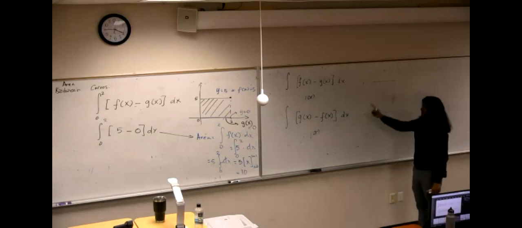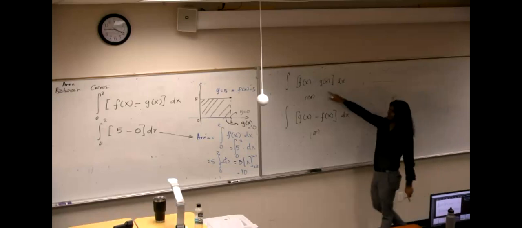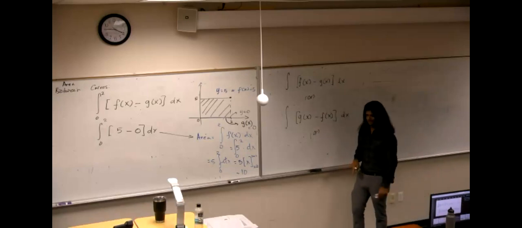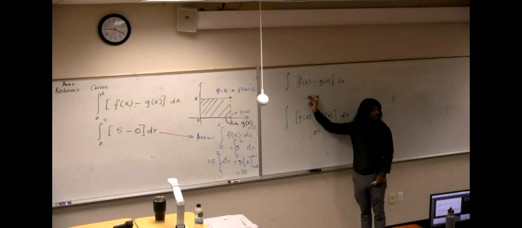I'll give you a hint. When you found area, was there a case when you had a negative answer? Could you have a negative answer for area? No, area can't be negative. So in this case, I don't want a negative answer. I would like to have that curve to be bigger than that curve. Correct?